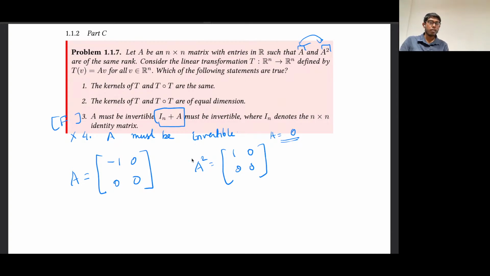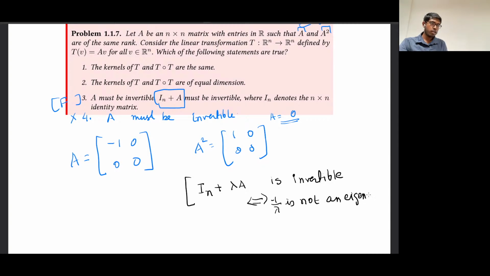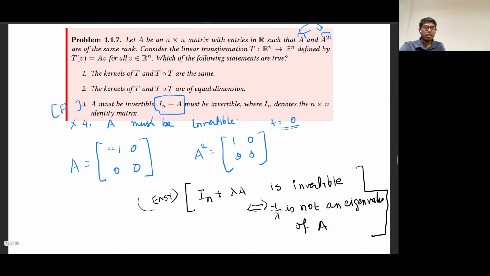So I'll just write this, because this is also sometimes important: I_n plus lambda A is invertible if and only if minus 1 by lambda is not an eigenvalue of A. And this is very easy to prove, so I'll leave it. You can just try, it is not difficult to prove. So hence, the eigenvalue of A is minus 1. This will work.